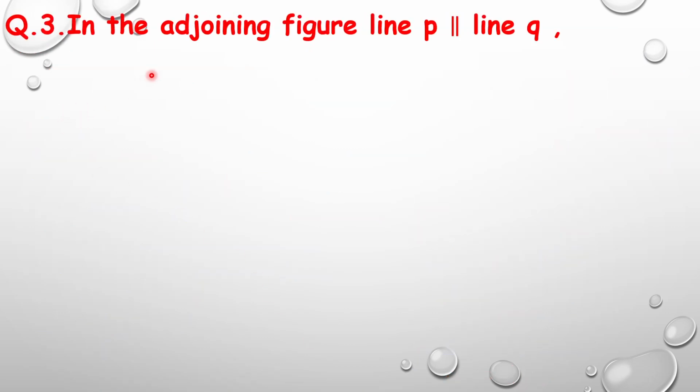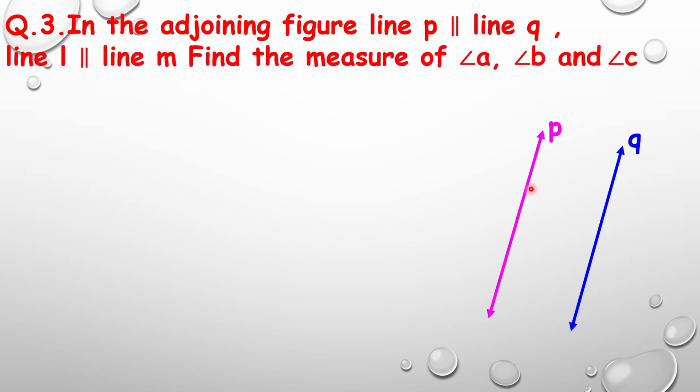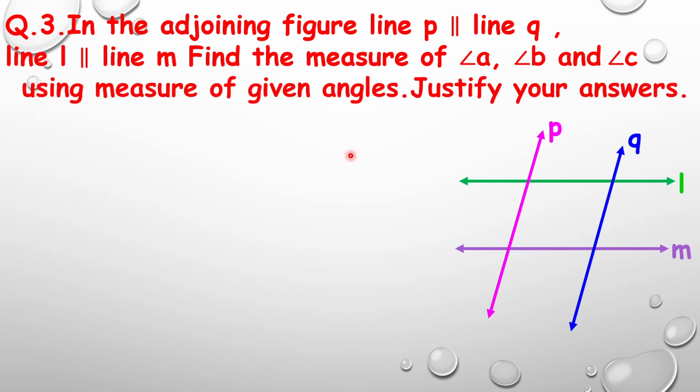Question number 3. In the adjoining figure, line P parallel to line Q. Here in the figure, line P parallel to line Q and line L parallel to line M. This is line L parallel to line M. Find the measure of angles A, B and C using the measures of the given angles, and justify your answers.